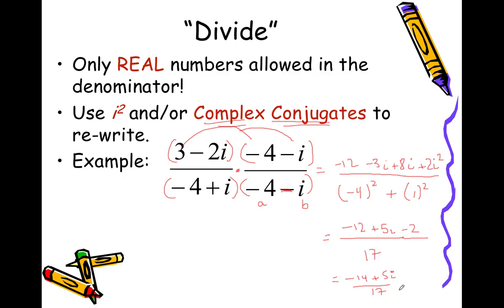Now you should try this on your calculator, right? In your calculator, make sure you use parentheses, type 3 minus 2i divided by negative 4 plus i. And look at what you get. Looks kind of weird, doesn't it? Try to math fraction it. I don't know if math fraction works, but what you'll get is negative 14 over 17 plus 5 over 17 i, which is the same thing as negative 14 plus 5i over 17. Okay? Oh, wow.